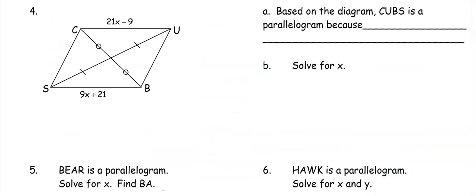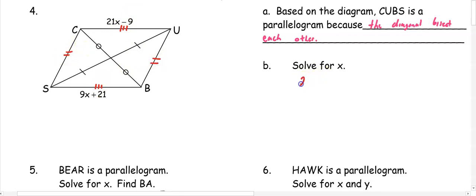Number 4, based on the diagram, CUBS is a parallelogram because looking at our diagonals, these circles mean that diagonal is bisected, and those tick marks mean the other diagonal is bisected, so they're bisecting each other. So because the diagonals bisect each other. Remember, once we know that the diagonals bisect each other, all properties of a parallelogram are true. So in this case, we know that the opposite sides are congruent to each other.